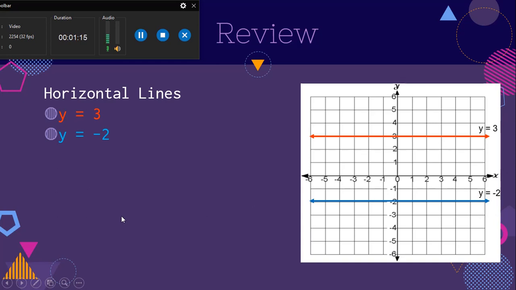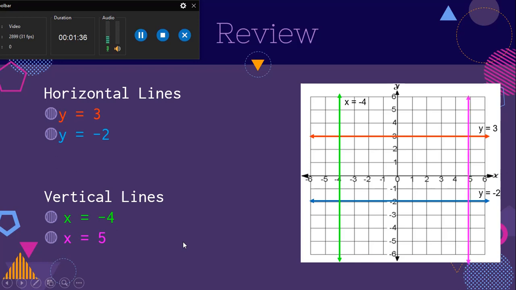If we reflect over a vertical line, this also has a special equation. It has an x-intercept and nothing else. So the equation is going to start with x equals. So in this equation, x equals -4. This is a vertical line crossing the x-axis at -4. And we can put another one at x equals 5. So it's a vertical line at 5, and we label.